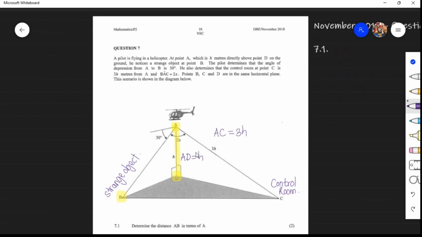Whenever they say in terms of something, it means that variable needs to be within your answer. So if they said in terms of x or in terms of y, that variable, x or y or h or whatever the variable is, needs to be within your answer. Your answer needs to be in terms of that variable. So we now need to determine the distance AB in terms of h. So let us now draw that triangle.